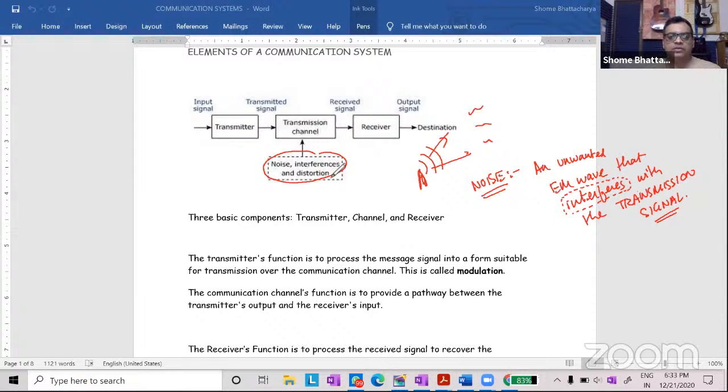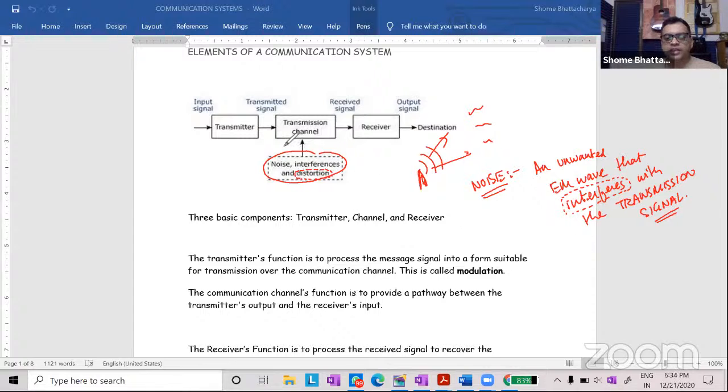So noise is one unwanted problem, and noise has the effect of creating distortion because it changes the waveform. Distortion is a change in the waveform because of the addition of noise or because of the interference with noise.